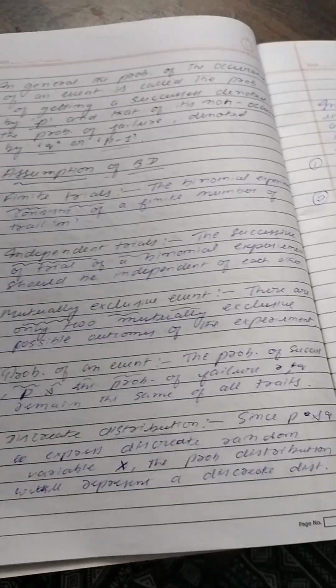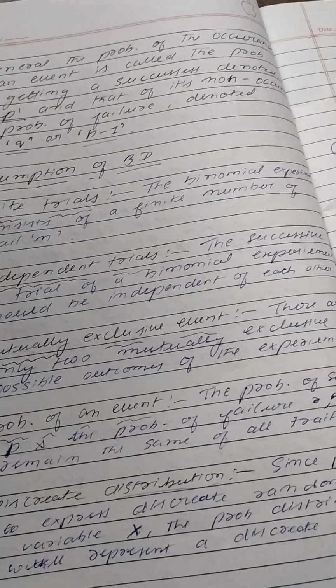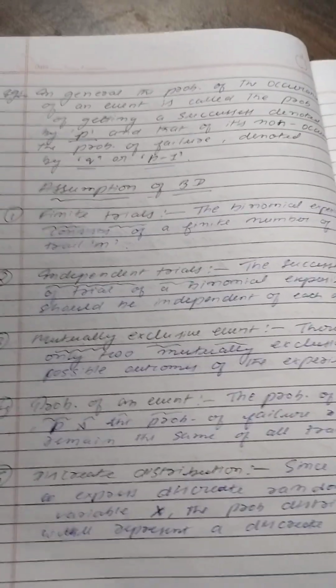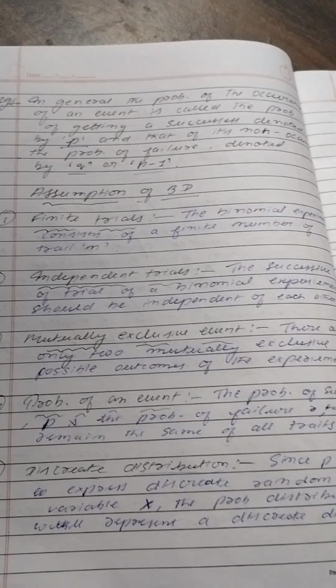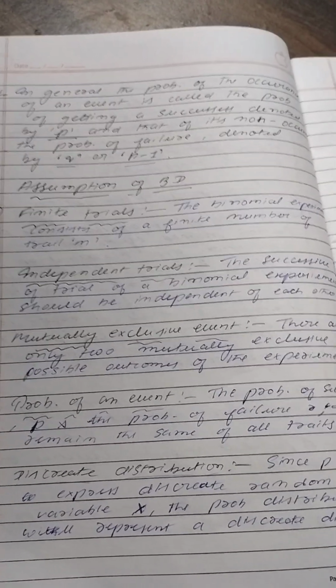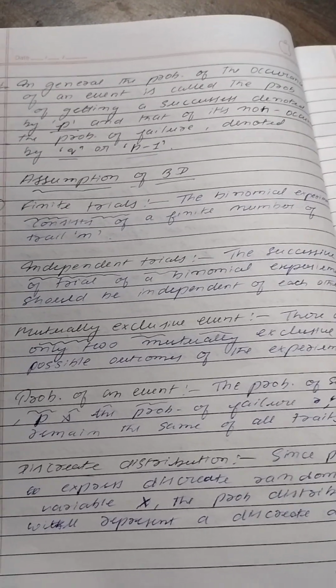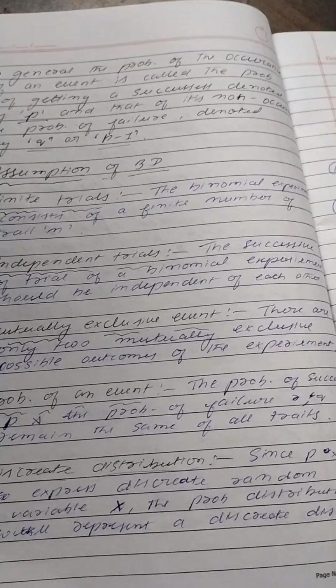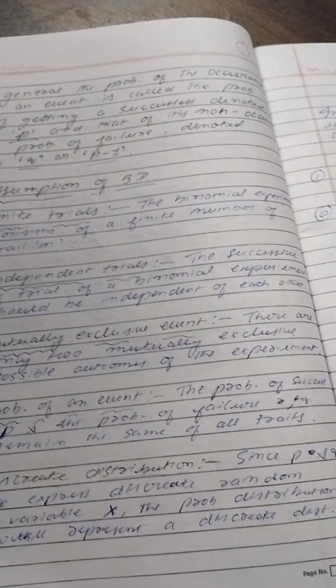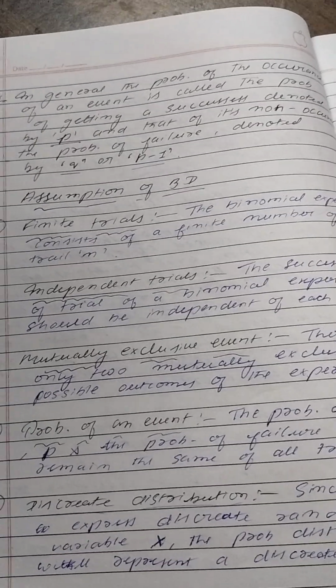Then there are some assumptions of the binomial distribution, in short BD. First, finite trials. The binomial experiment consists of a finite number of trials, n, and there is a finite number of trials for the binomial.